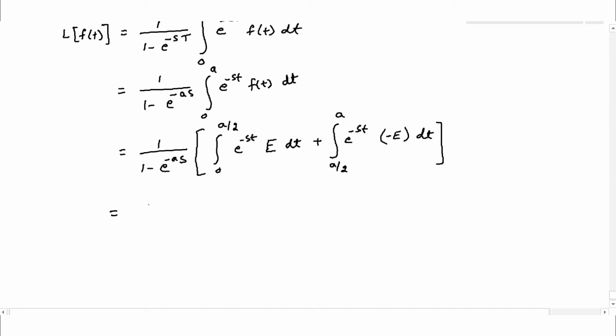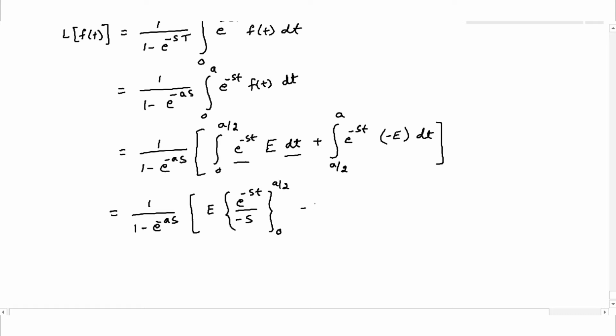So let's try to integrate this one. It is 1 by 1 minus e power of minus as. Here E is a constant, I can take that E outside. So we'll be just left with e power of minus st into dt. So you can integrate this one. E power of minus st will be e power of minus st divided by minus s. And the limit values in this case are 0 to a by 2.